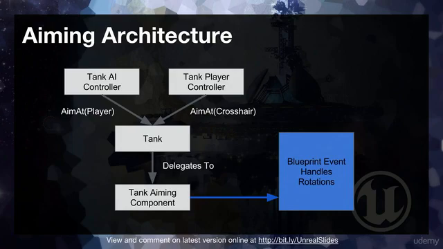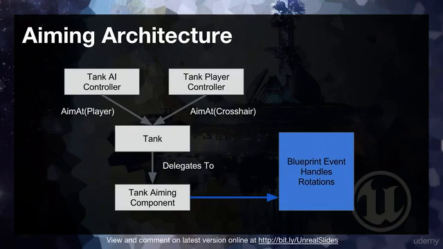And then the tank is going to receive that and say, well, okay, that's fine, but I'm going to delegate that functionality down to my tank aiming component. Why bother with that? Well, it's simple information hiding. The tank player controller, the tank AI controller, anything outside of the tank, don't care how the tank aims. They're just saying to it, please aim at something. And the tank, we're saying, is complicated enough to need to break its functionality into components. It's going to have a tank aiming component. It's also going to have a tank movement component.